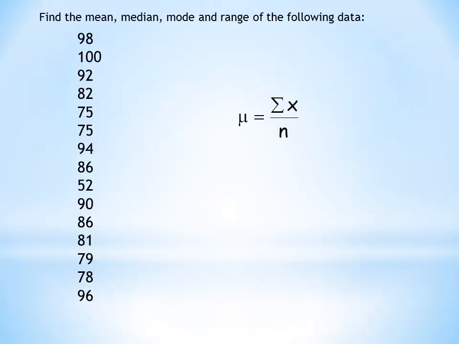So if you found the mean of the data that I had on your warm-up, you would have added them all up, divided by 15, and you should have gotten 84.27.